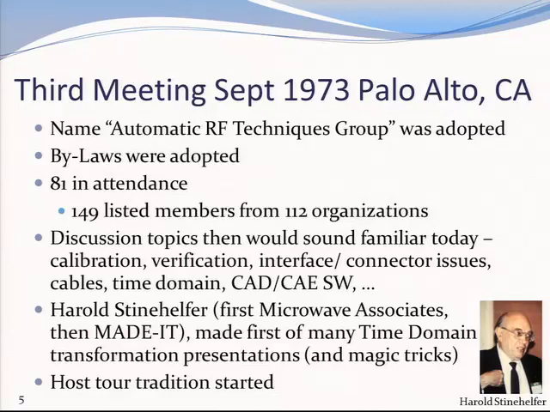There was another first at this meeting, and those that have been around for a long time will remember Harold Steinhelfer, who was first with Microwave Associates. He made his first of many time domain transformation presentations, and that's a few years ago. Harold still holds the record for the most presentations. I'm pretty sure it's still true. It was somewhere around 30 or 35 presentations that he's made to the group.